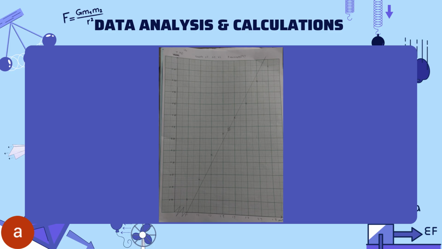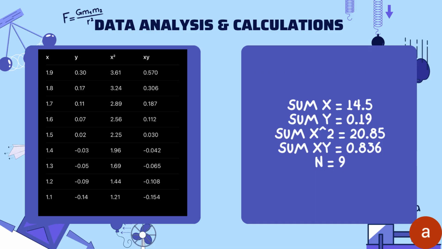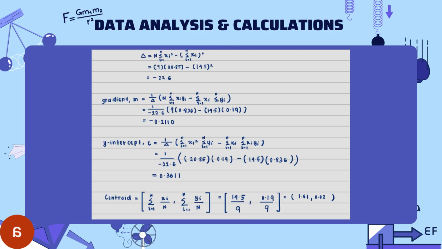Basically we can just plot the graph with y as delta T and x as the absolute pressure that we already determined in the table. So here is the N2 part. Again, we need to convert P to absolute pressure, which is the pressure plus PATM, where PATM is equal to 1.0. So we can determine the P absolute, which is X, and delta temperature is Y. From the calculation in the black box, we can get the summation of X, summation of Y, summation of X squared, sum of XY, and N, which is equal to 9. This part is similar to how we calculated for CO2, where we need to find the gradient, y-intercept, and also centroid for N2.